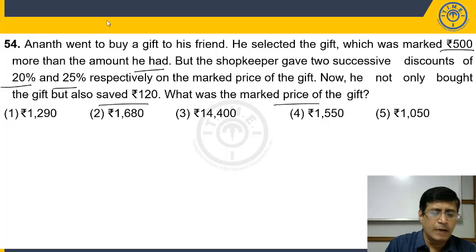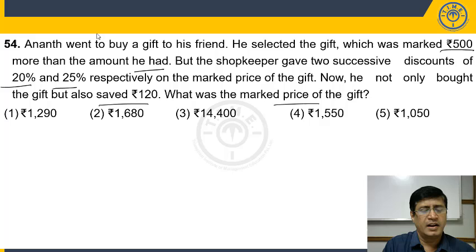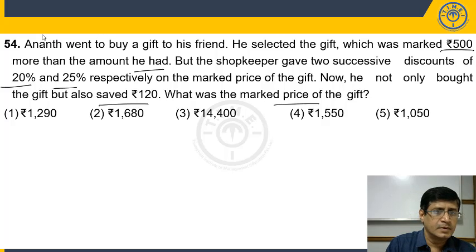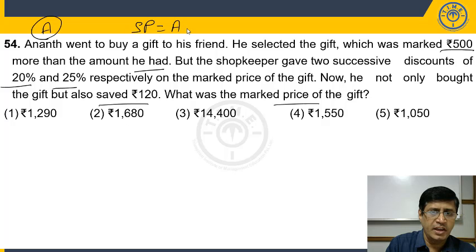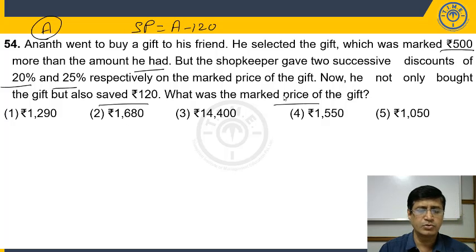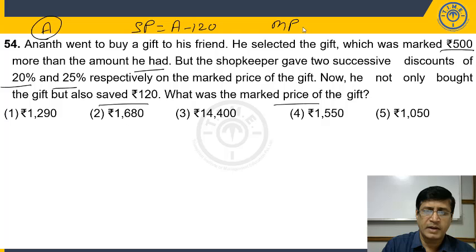So what is the amount he had? We don't know. Let the amount with Anand be A. Then the selling price of the article is equal to A minus 120, since he saves 120 rupees after purchasing the article. Now what about the market price? The market price is equal to A plus 500. So selling price and market price we can combine by using these discount percentages.